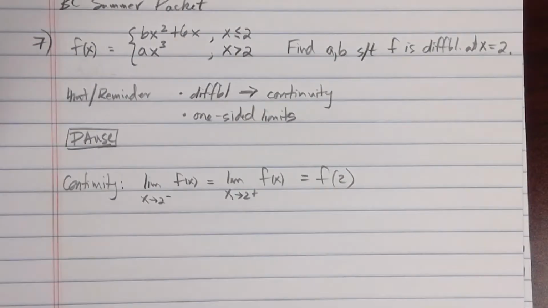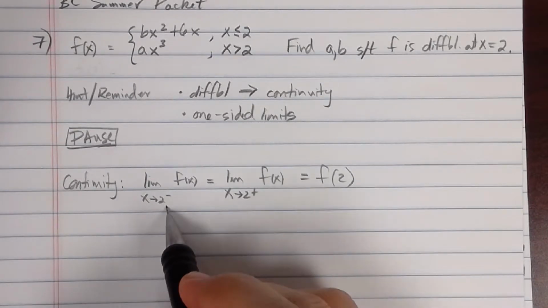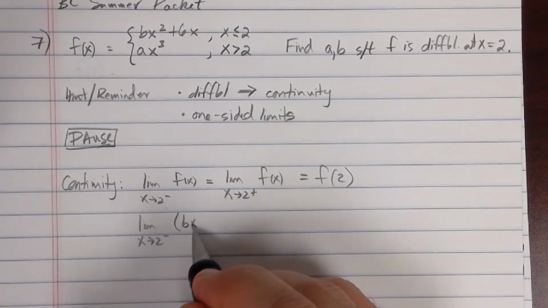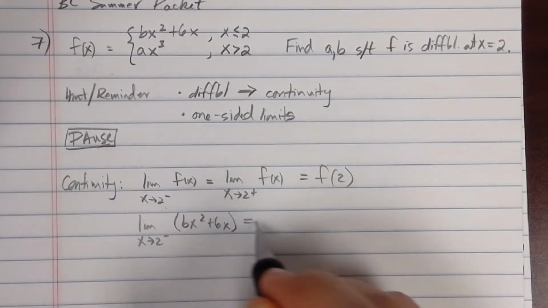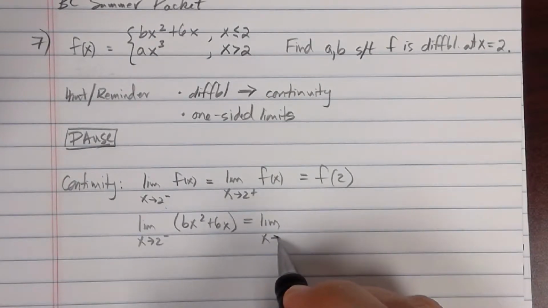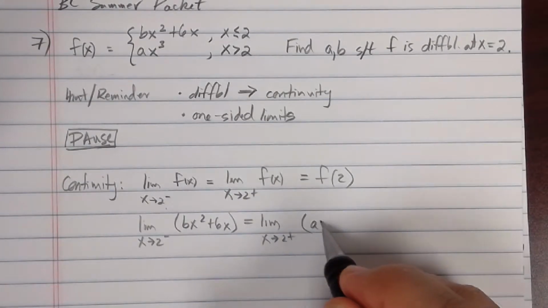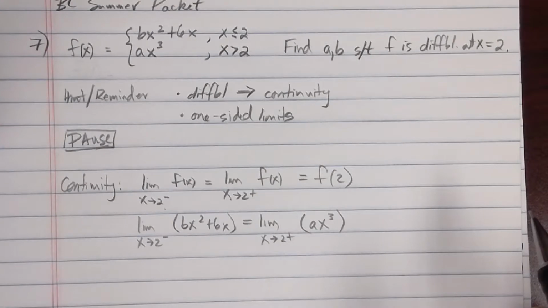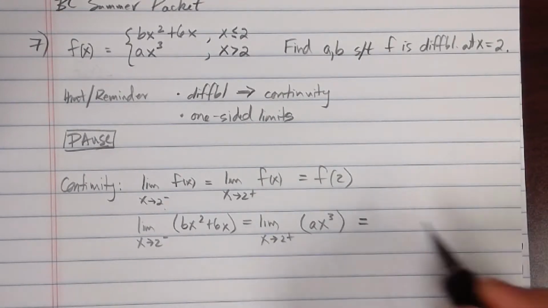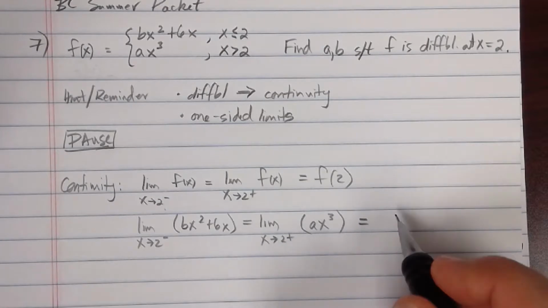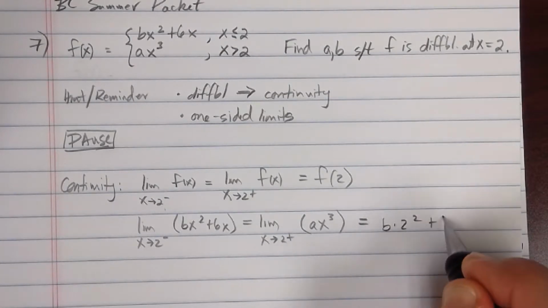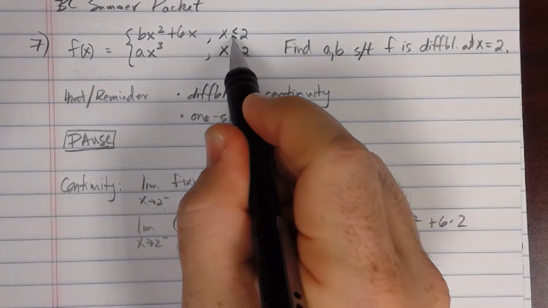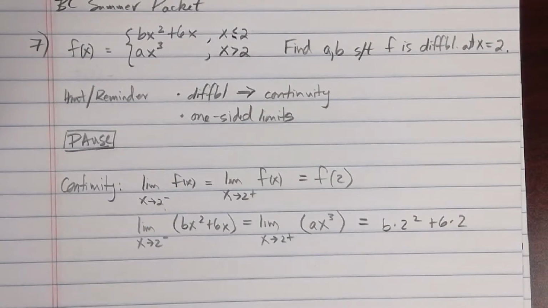So let's take a look here. The limit as x approaches 2 from the left is going to be the limit of bx squared plus 6x. The limit as x approaches 2 from the right is going to be of ax cubed, just based on the way the inequalities in the piecewise function come out. f of 2 is actually going to just be b times 2 squared plus 6 times 2. I've substituted 2 into the first piece of the function, again noticing that the equality bar for x equals 2 is associated with the first part of the function.